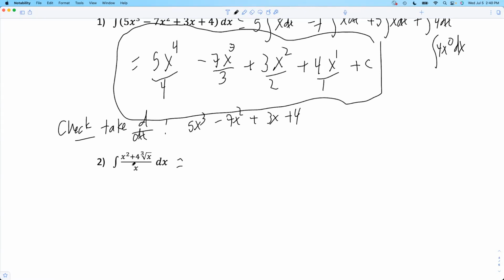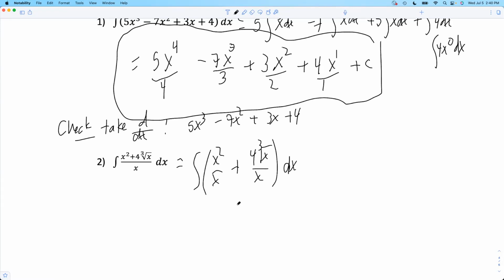No, what we want to do here is split this fraction up. The only rule we know right now is power rule. I'm going to have to use power rule. I'm going to write this as x squared over x plus 4 cube root of x over x dx.